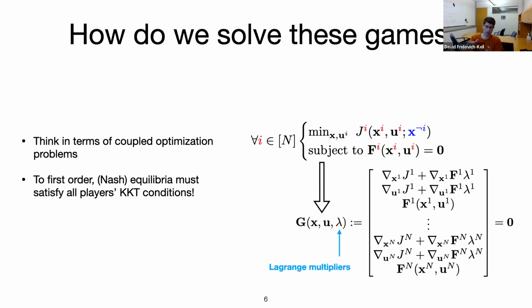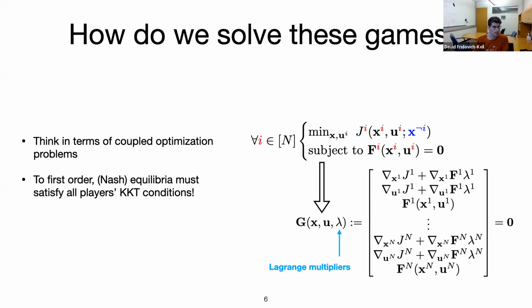And so what I can do is just transcribe the KKT conditions for all the players. And I've done that here. So what you have to do, for those, I guess, 4 or 5 people that had taken an optimization class, something like this will look familiar. You introduce Lagrange multipliers for the constraints. So that's these lambda variables.